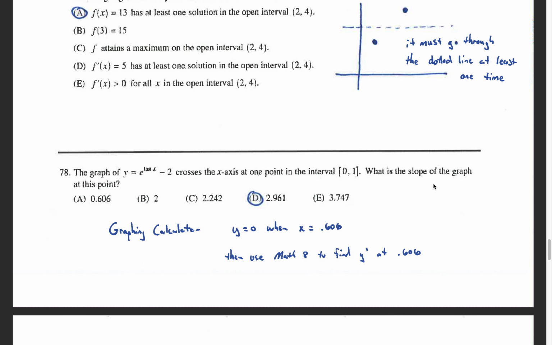I want the slope of the graph at a single point, and I want it when it crosses the x-axis. So I did have to find out when this crosses the x-axis. I found this x value, and then I just took the derivative of this function at that x value. And again, I used my graphing calculator to do that.